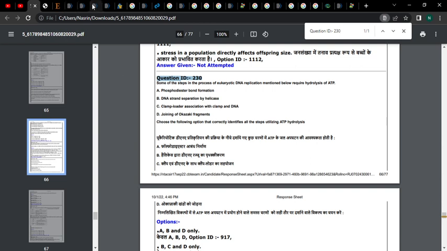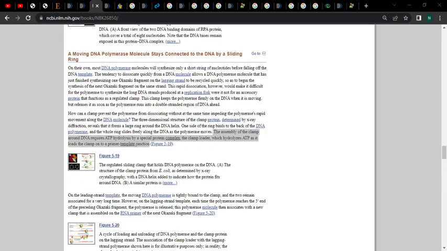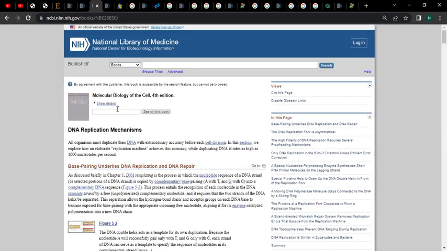of ATP. If you check this particular article, they mention that the assembly of a clamp around the DNA requires ATP hydrolysis by a special protein complex, the clamp loader, which hydrolyzes the ATP as it loads the clamp on the primer template junction. So you can challenge this particular question. It is available in molecular biology.